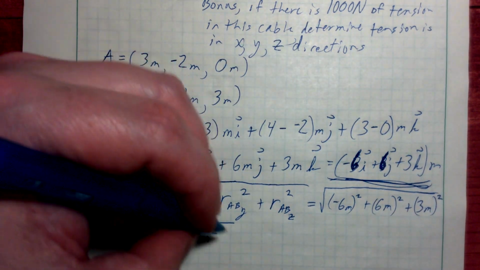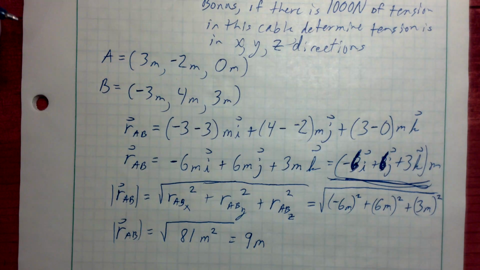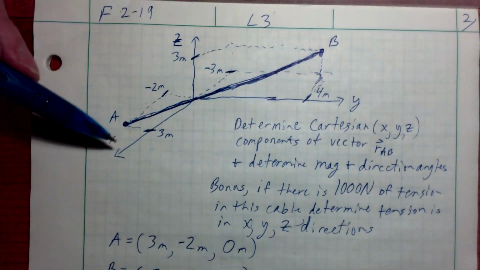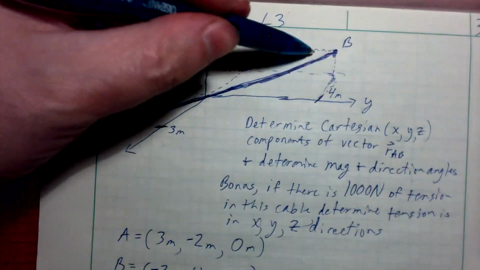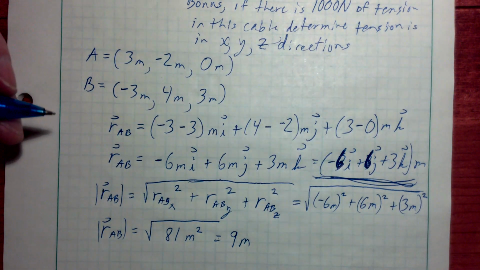Square root of 81 is 9. Square root of meters squared is meters. The magnitude, the length of the vector to get from here to here, is 9 meters. And these are the components in each of the directions.